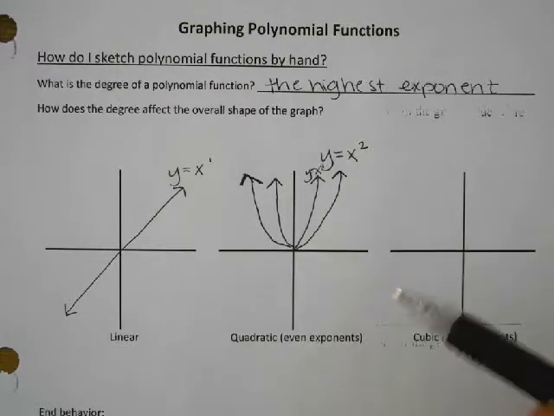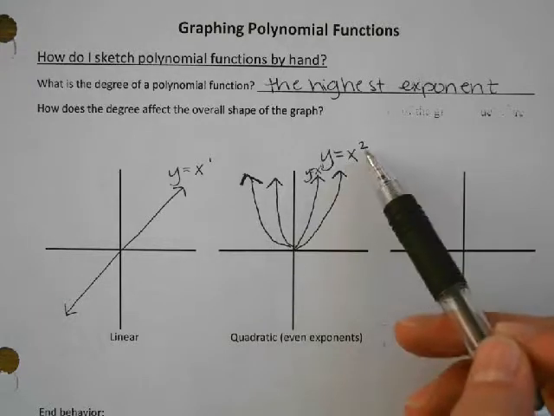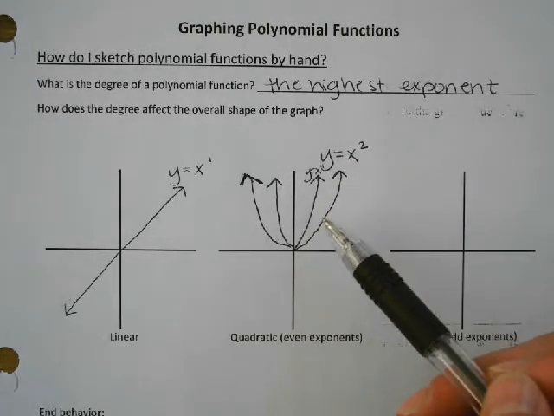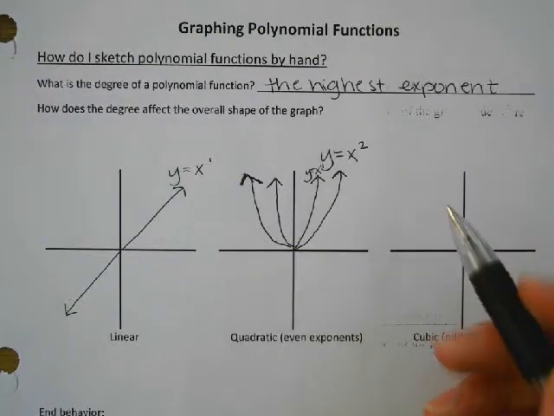So if I plugged in 1, 1 to the 2nd and 1 to the 4th are the same. But if I plugged in 2, 2 to the 2nd is only 4, 2 to the 4th is 16. So the graph with the exponent of 4 would grow a lot faster.